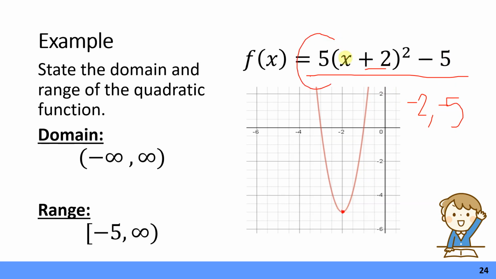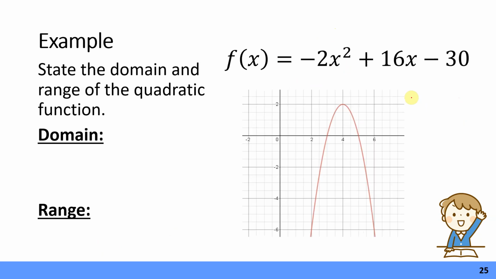And then you would have looked at A. Since A is positive, you know that the graph would open up. And that's pretty much all the information that we would have needed in order to find the range. Right? So you know that it's -5 and then the graph goes up. So that's all you need. Okay, let's try one more.